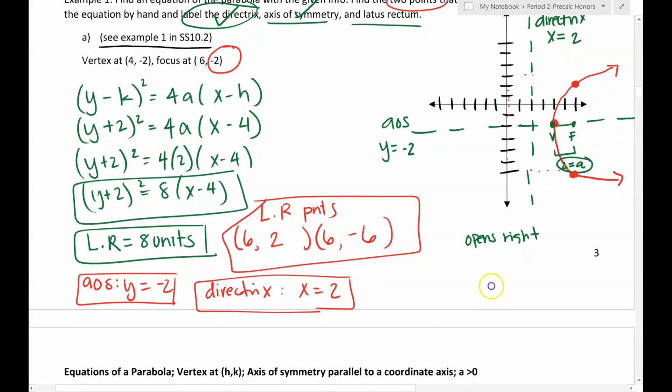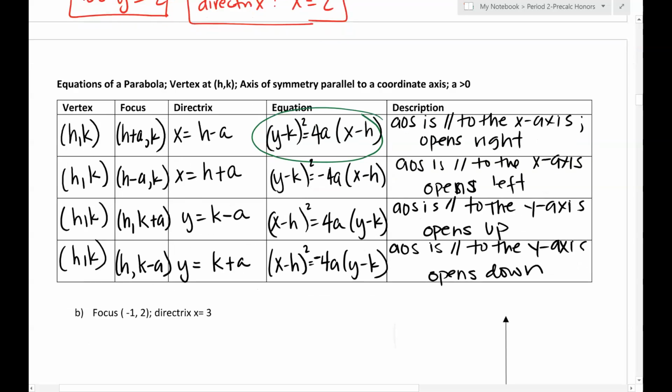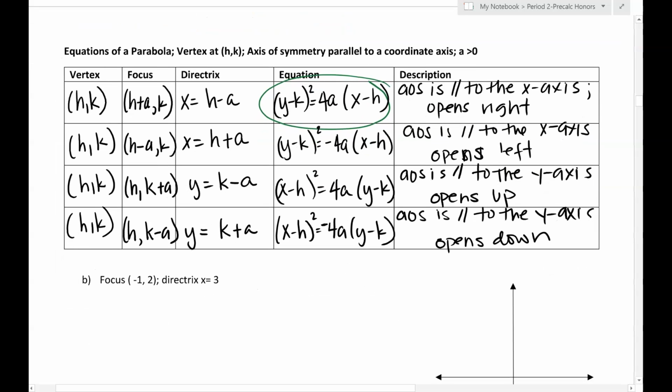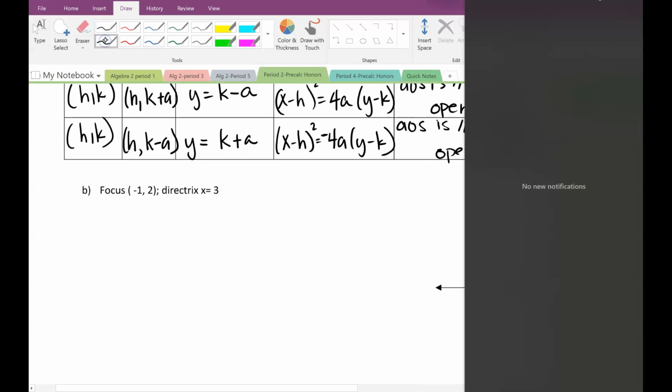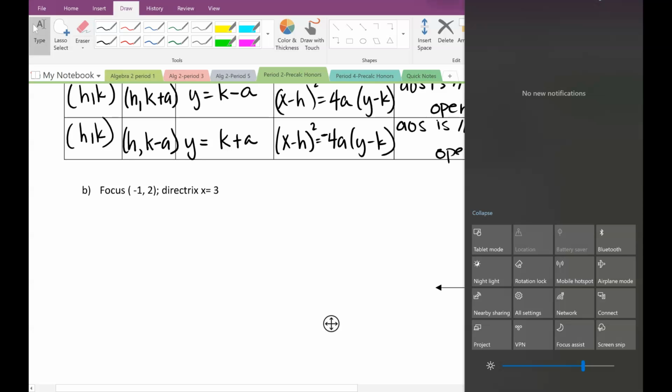Okay, so now hopefully that connects and it makes sense with the chart. Let's try B, okay? On B, I'm giving you guys the focus, which is -1, 2, and the directrix at x equals 3. So the first thing you always want to do is to do a little sketch of that. Why do I need that?